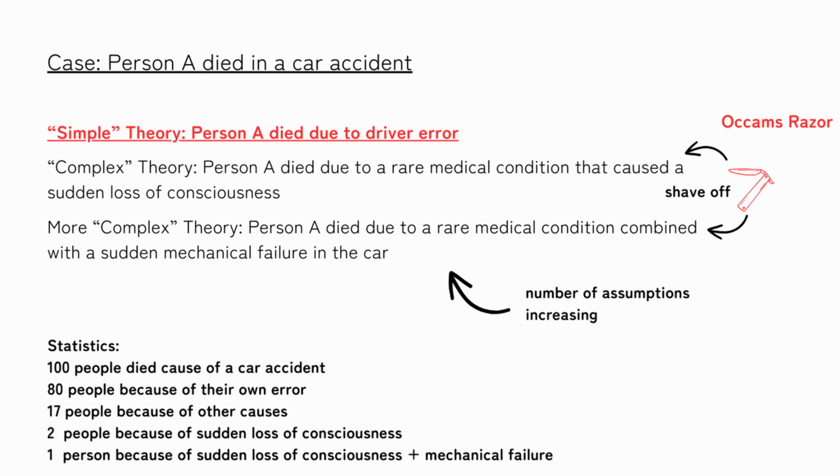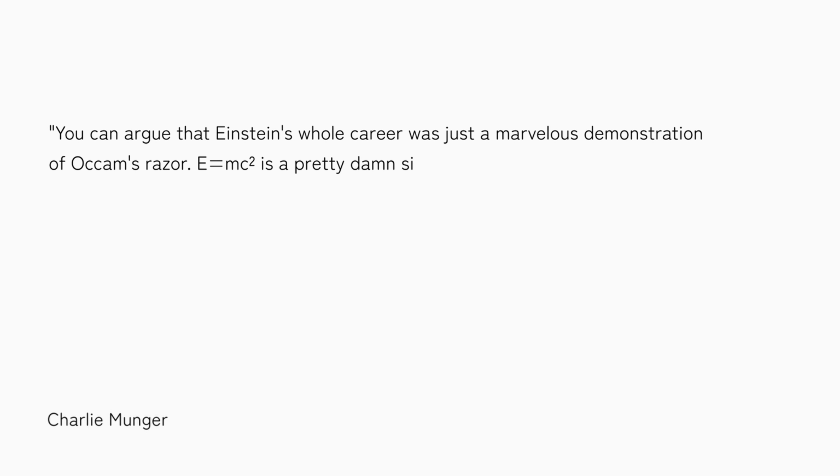Still, keep that rare one in the back of your mind. Unlikely, but still can happen. You can argue that Einstein's whole career was just a marvelous demonstration of Occam's razor, E equals m times c squared. It's a pretty damn simple idea, but think of the power of it.